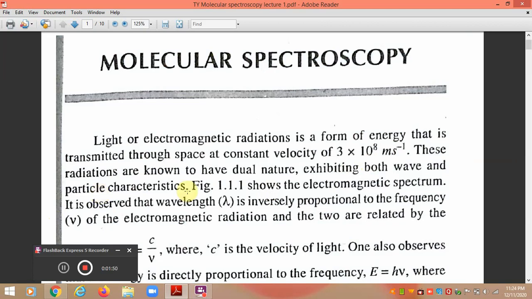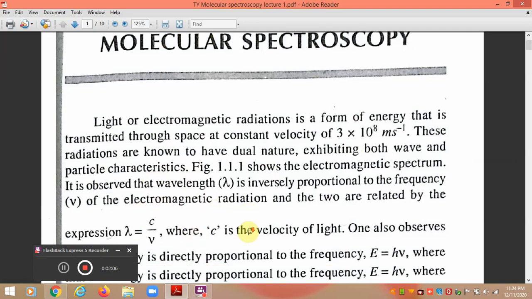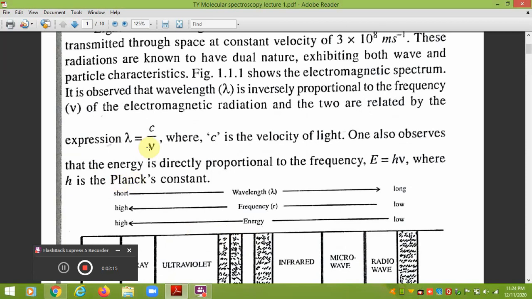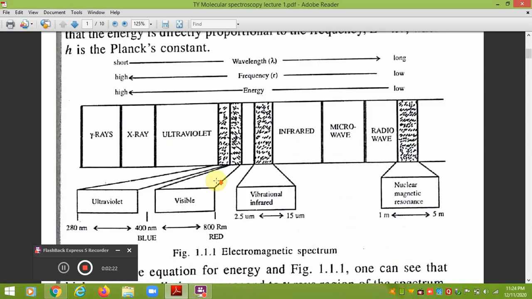And these radiations are known to have a dual character, that is wave character as well as particle character. This wave character and particle character of these radiations are supported by various experiments in which we are not interested here, but it is also observed that the wavelength of this radiation is inversely proportional to the frequency of the electromagnetic radiation, and these are related by the equation lambda is equal to c upon mu. Here c is the velocity of light, mu is the frequency, and lambda is the wavelength.